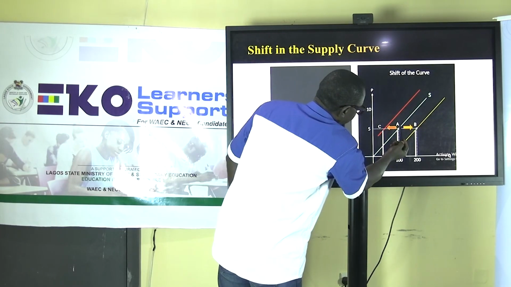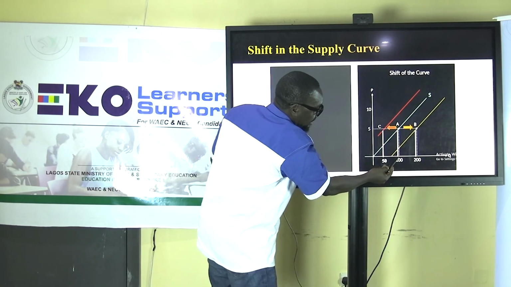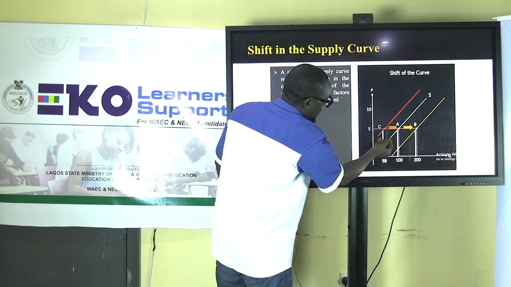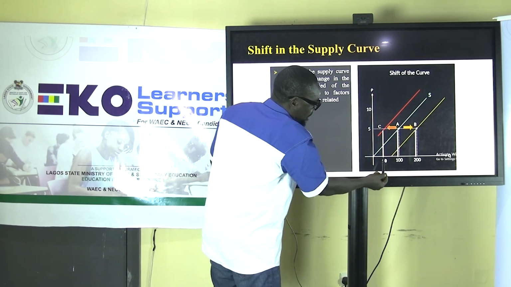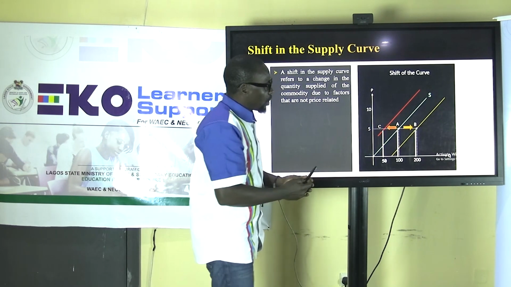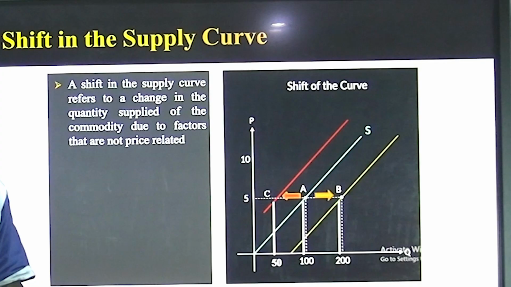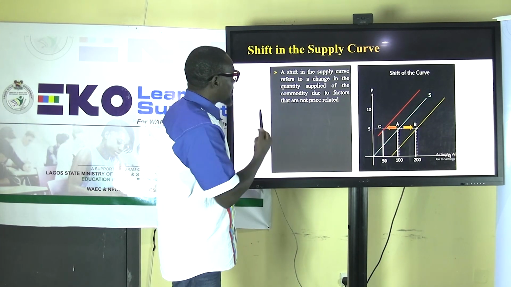In the case of the shift from A to B, we see an increase in quantity from 100 to 200. And in the case of a shift from A to C, we see a reduction or a change in quantity from 100 to 50. Note that the price remains constant. Therefore, a shift in the supply curve is a change in supply or quantity supplied that is occasioned by a change in all other factors except price.